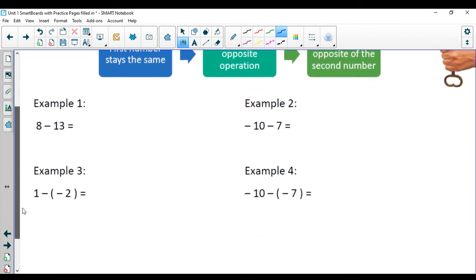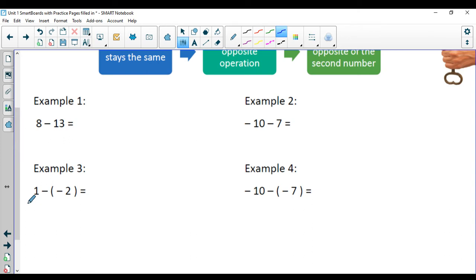So anytime we see a subtraction problem, unless it's a really easy one like 20 minus 5, which you can do because you're so used to doing that from elementary school, not a big deal. Unless it's one like that, we want to go ahead and change these. So 8 minus 13: stay, change, change. 8 plus a negative 13.